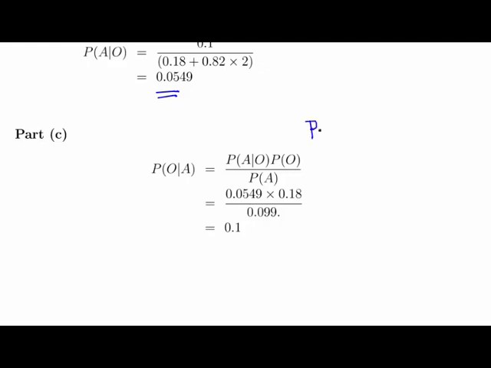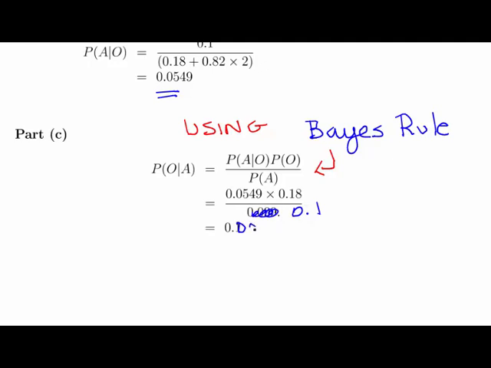Okay, this is using the Bayes formula, the Bayes rule. That is equal to the probability of A given O times the probability of O divided by the probability of A. When you're using this formula, just say using Bayes rule. Actually, I didn't really say it there, but really I should have. Using Bayes rule, we can express it as follows. So the probability of O is 0.18, and the probability of having an accident is, sorry, I got them back to front. That should be 0.1.